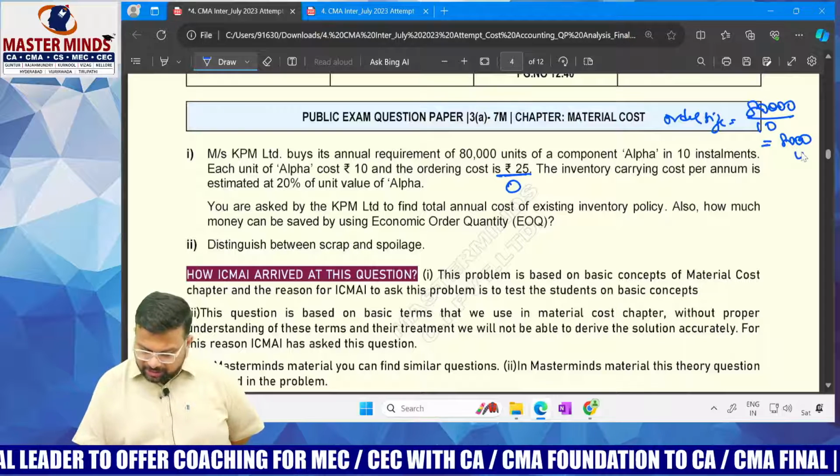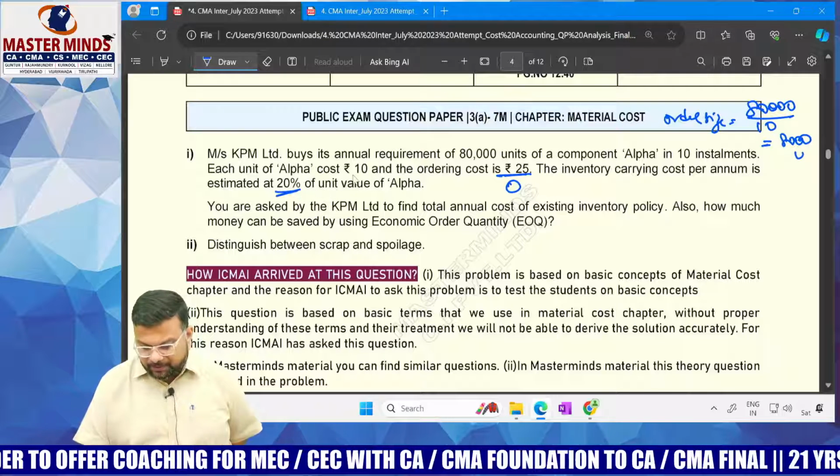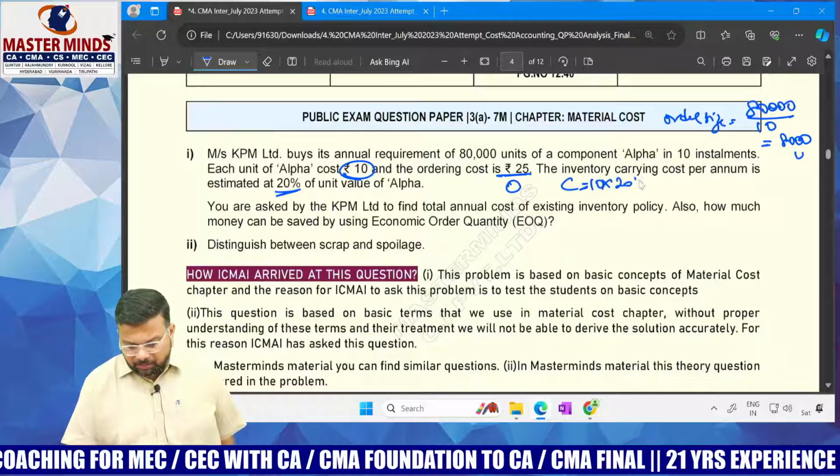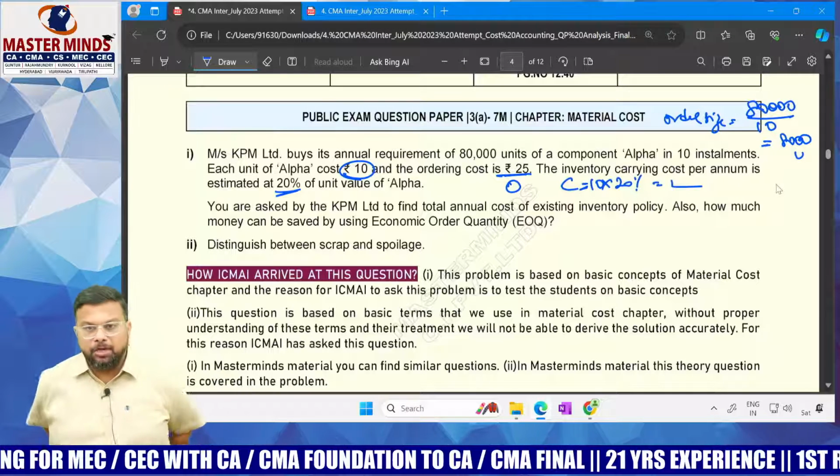So looking at this, we can calculate C, right? C is given in percentage. This percentage is applicable on unit price of raw material. So C will be 10 into 20%, nothing but 2 rupees. Nothing but 2 rupees, okay.